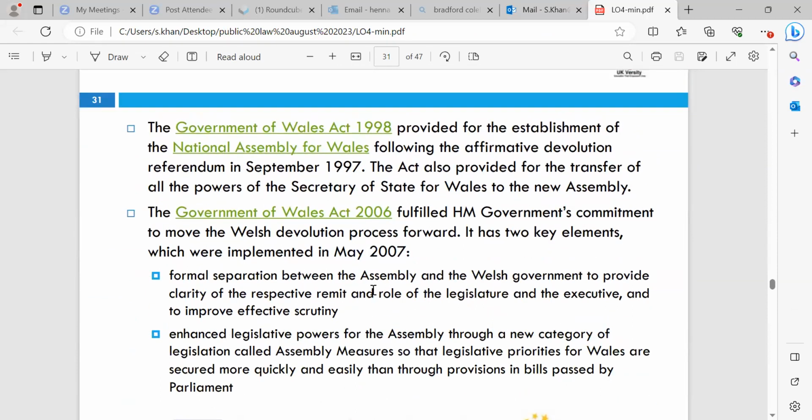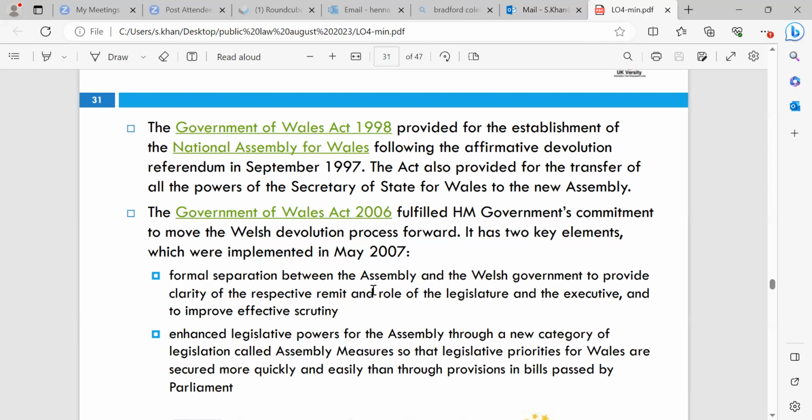The Government of Wales Act 1998 provided for the establishment of the National Assembly for Wales following the affirmative devolution referendum in 1997. The Act provides for the transfer of the powers of the Secretary of State for Wales to the new Assembly. The Government of Wales Act 2006 fulfilled the government's commitment to move the Welsh devolution process forward. It has two key elements which were implemented in May 2007.